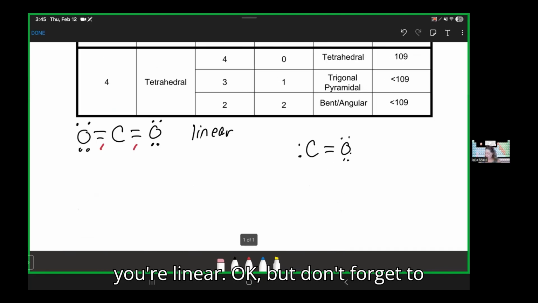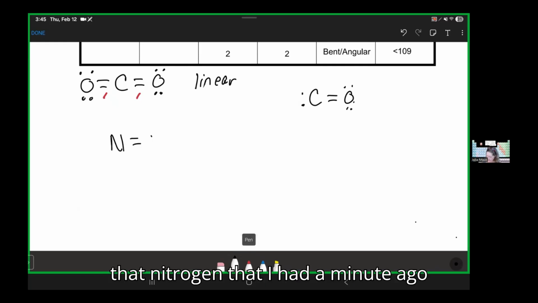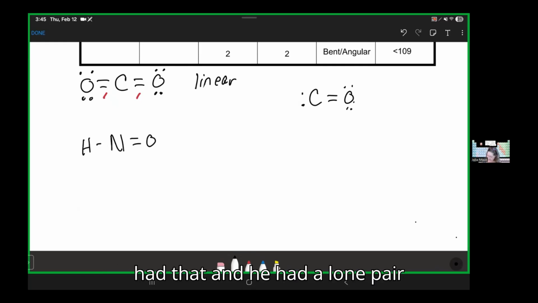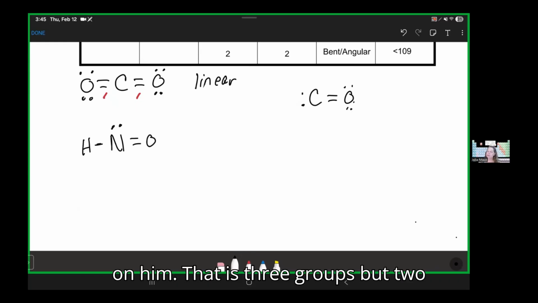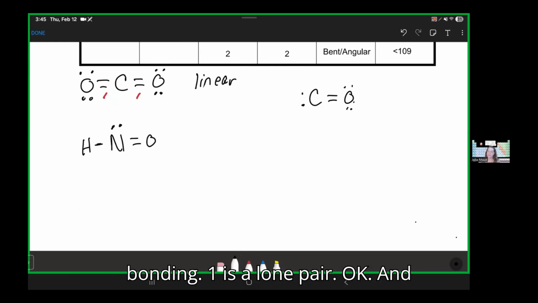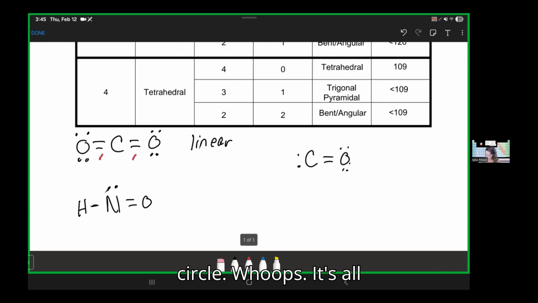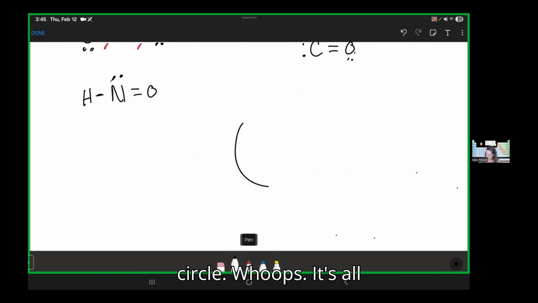But don't forget to count lone pairs as groups. Like that nitrogen that I had a minute ago, he had a lone pair on him. That is 3 groups, but 2 of them are bonded and 1 is non-bonding. 1 is a lone pair. And since this is linear, it's all in a circle in one plane.